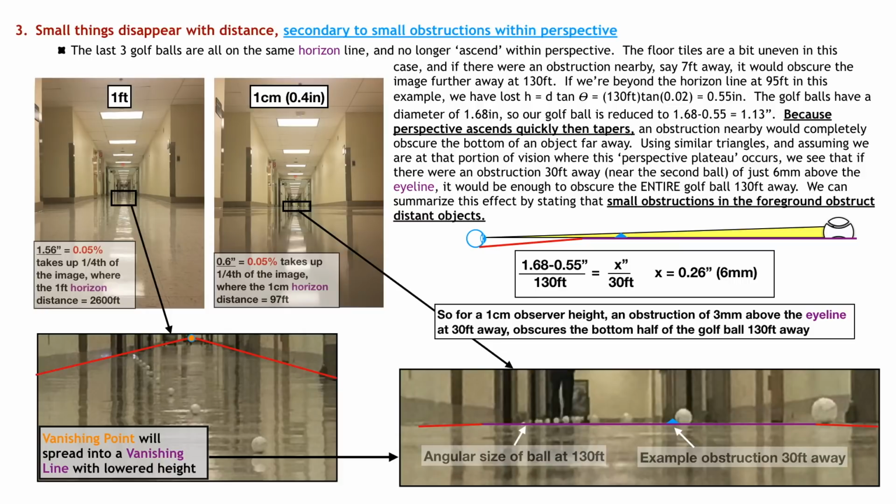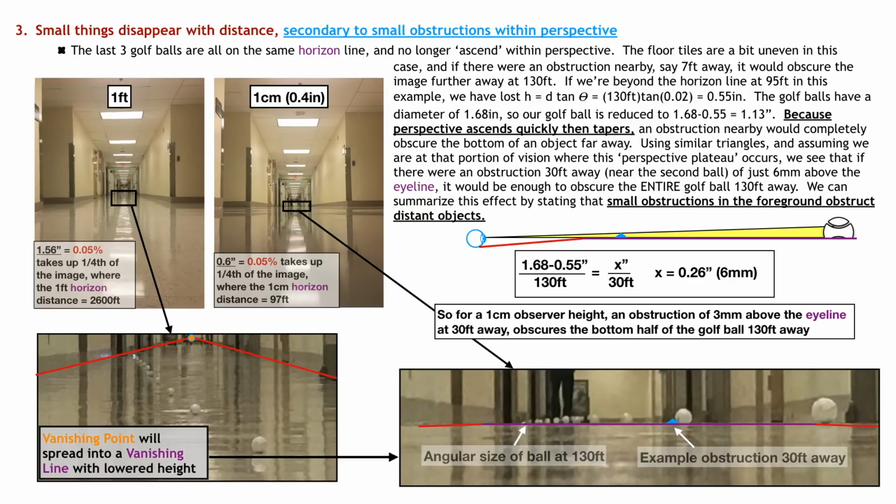Because perspective ascends quickly and then tapers, an obstruction nearby would completely obscure the bottom of an object far away. Using similar triangles, and assuming we are at the portion of vision where this perspective plateau occurs, again, typically beyond 20 feet or so, we see that if there were an obstruction 30 feet away, near that second golf ball, or just 6 millimeters above the eye line, it would be enough to obscure the entire golf ball 130 feet away. So we can summarize this effect by stating small obstructions in the foreground obstruct distant objects.